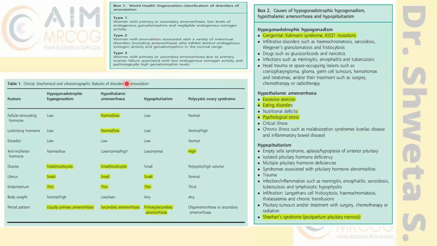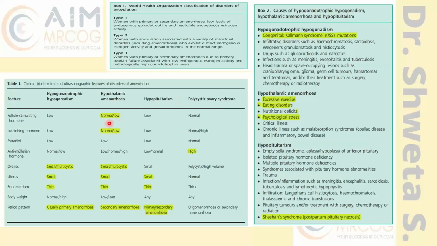Now, if you see, this is the amenorrhea talk. This is the 2019 talk. I already showed you in infertility. If you see here, they have again mentioned amenorrhea. When we used to give exams, we always used to get confused about this. Excessive exercise, eating disorder, psychological stress, these all lead to hypothalamic amenorrhea. And the hormone, we think it should be low because it is hypothalamic, so FSH should be low.